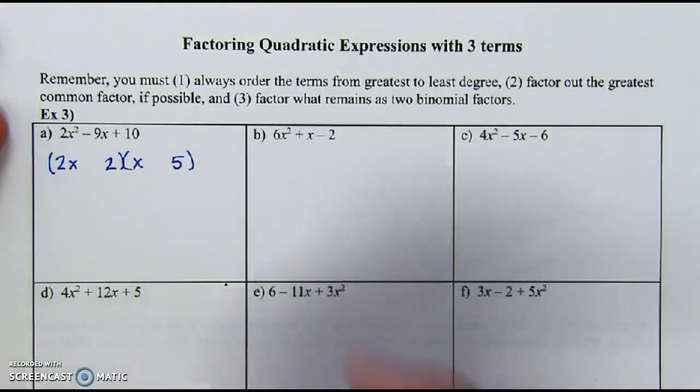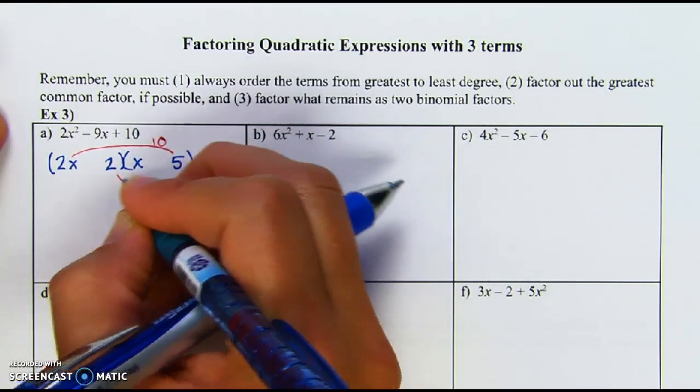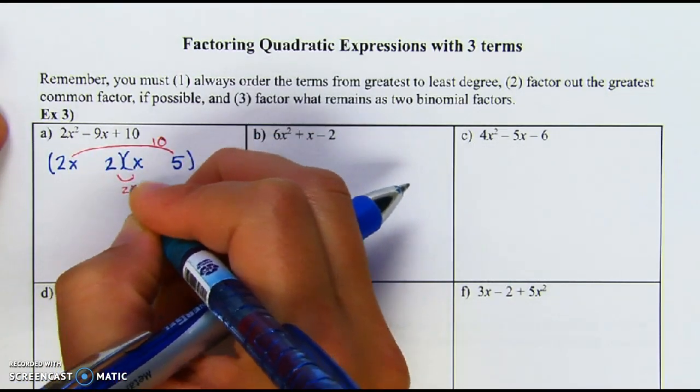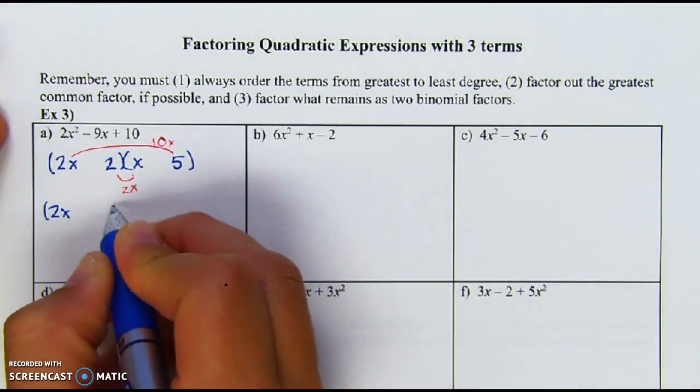Okay, now we check. When you multiply them, do they add to get the number 9 in the middle? No. So we're going to try again.